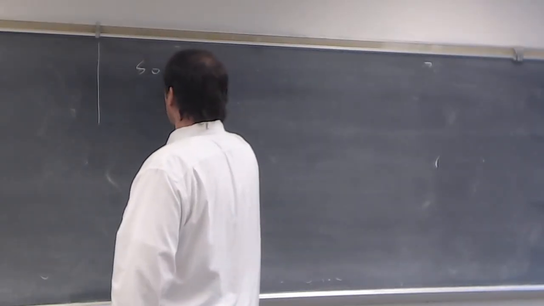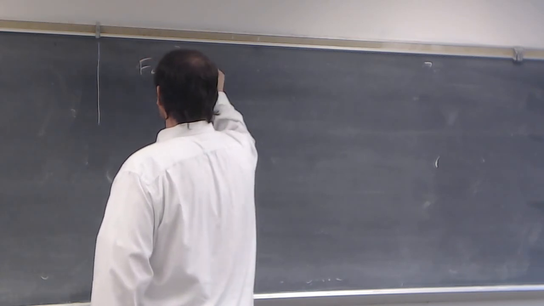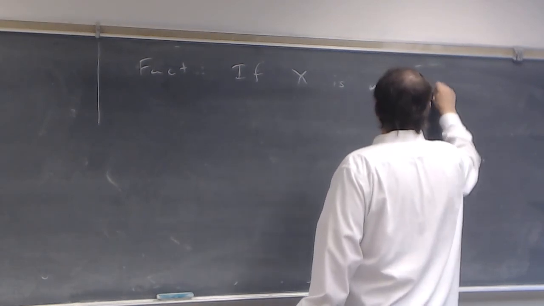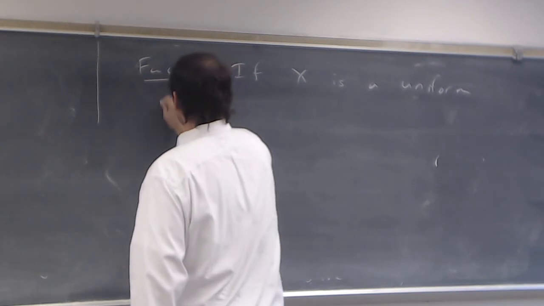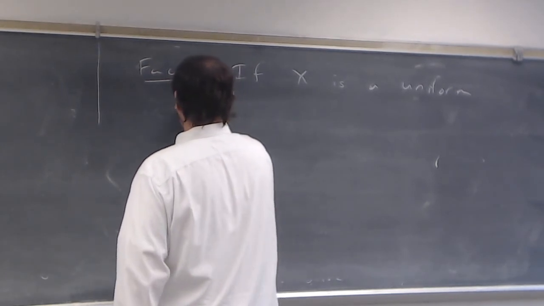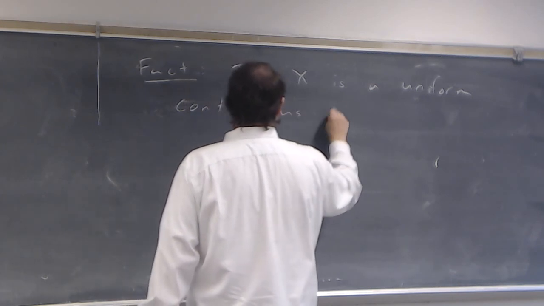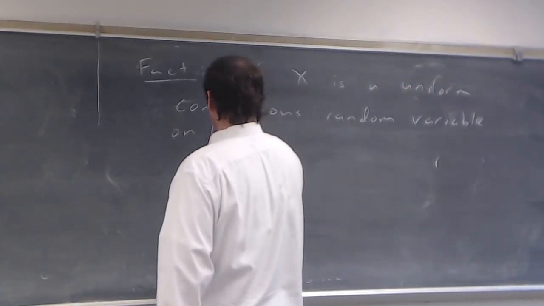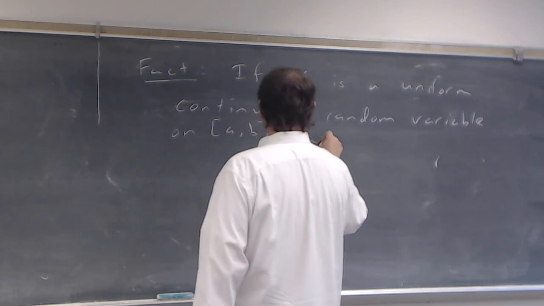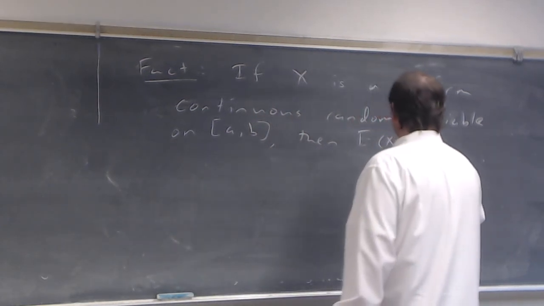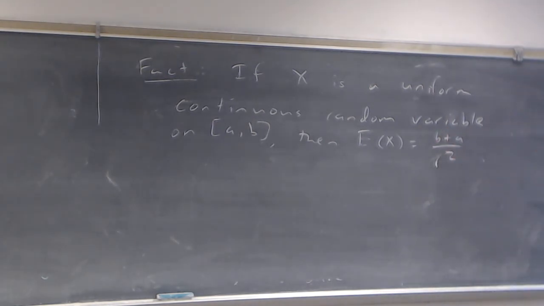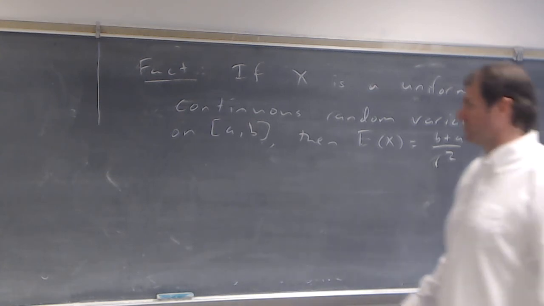So, as a fact, if x is a uniform continuous random variable on a to b, then the expected value of x is equal to (b plus a) over 2. And so let us prove this.